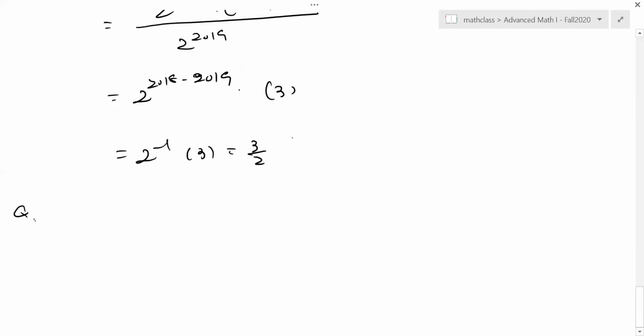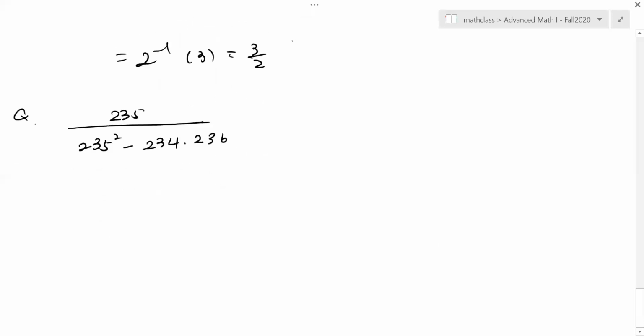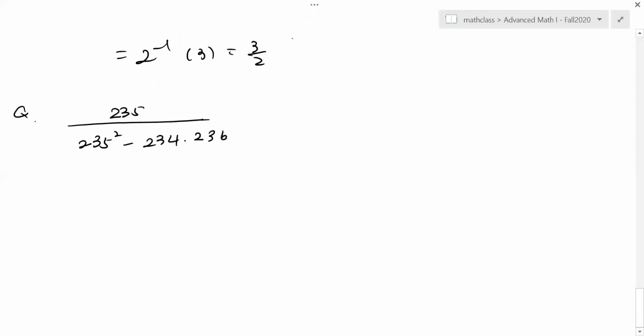All right, so let's take a look at the next problem. What is the best way? Don't use calculator. Can you simplify this without using calculator? The basic formula we need to know is a squared minus b squared is going to be a minus b, a plus b.